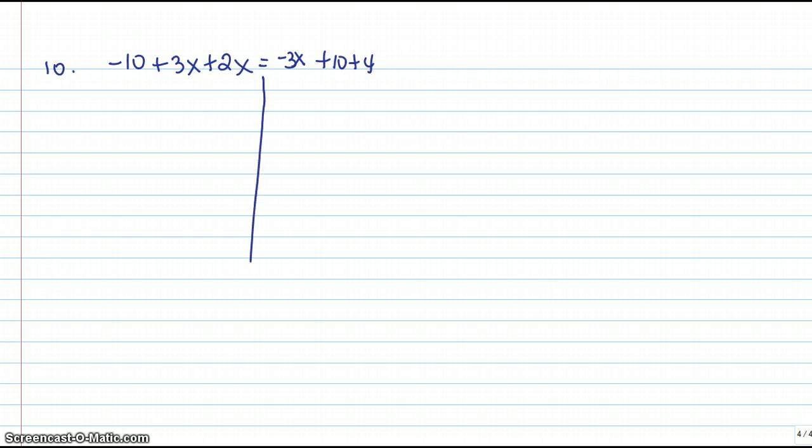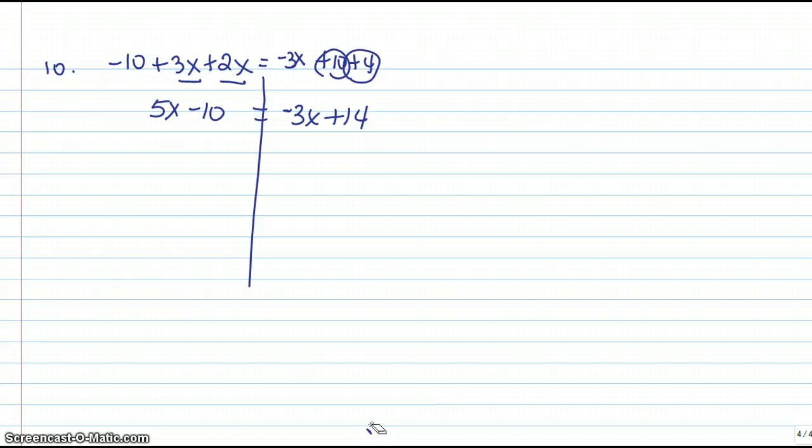Alright, so the next one, number 10, is negative 10 plus 3x plus 2x equals negative 3x plus 10 plus 4. Alright, I bet you can guess, if there's no parentheses, no distribution. But we should combine our like terms on the left, so that's 5x minus 10 equals. And then negative 3x, but we should combine positive 10 and positive 4 to make positive 14.